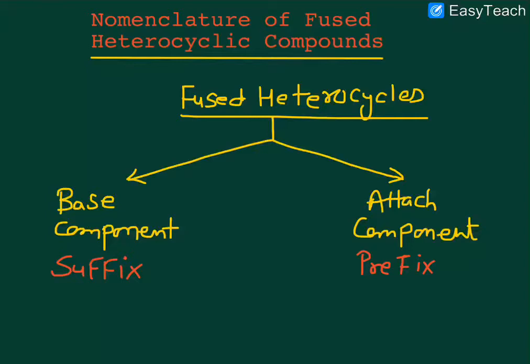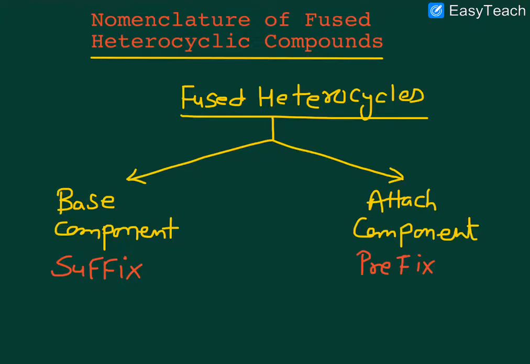Students, today we will be talking about the nomenclature of fused heterocyclic compounds. Basically, there are two components in fused heterocyclic compounds. One is the base component and the other one is the attached component. In the nomenclature skeleton, the suffix will be used for the base component and the prefix will be used for the attached component.